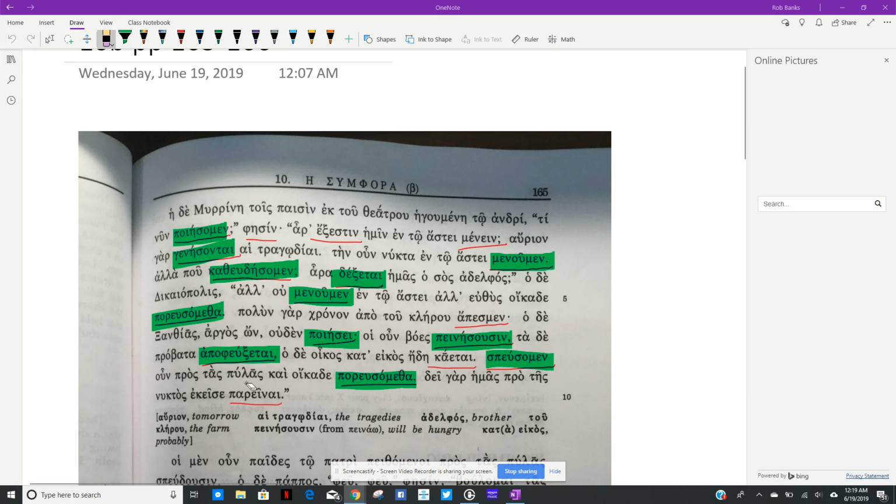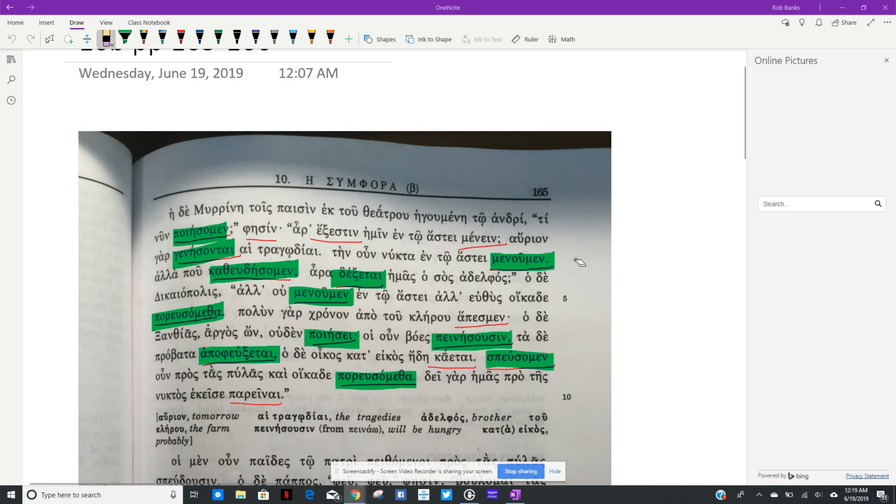She says, okay, ar' exestin hēmin en tō astei menein. So here is an impersonal. Means the subject typically is it. Ar' for ara, right? Elision happened here. So is it possible for the dative for us to do the infinitive, to remain in the city? Right? Dative with a preposition showing place where. So is it possible for us to remain in the city?